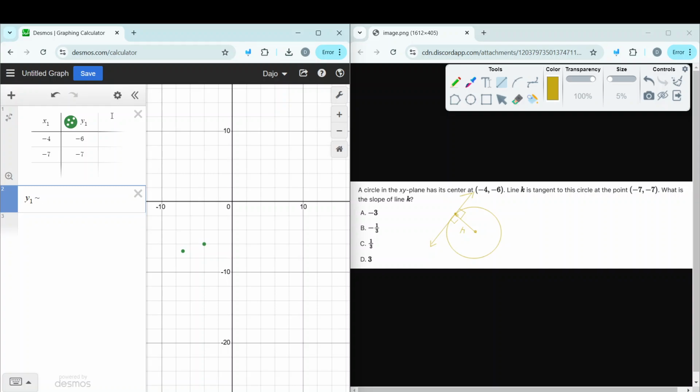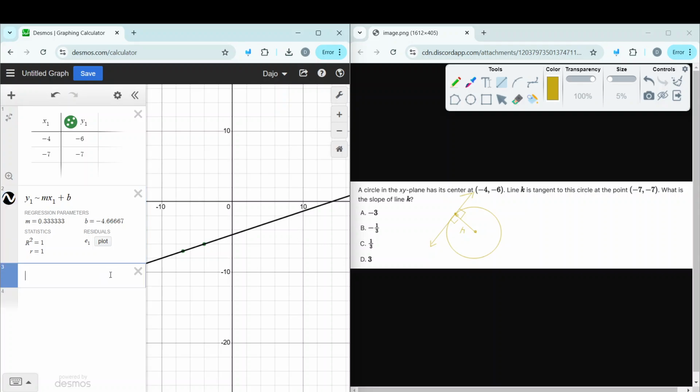And then we're going to use regression. What this is doing is using the table, where we give the table 2 points, and then we use y1 ~ mx1 + b. Instead of an equal sign, we're using something called the tilde, which is basically an equal sign in terms of regression. So it's going to find our slope and our y-intercept for us. So now we know that the slope of the radius is 0.333, or in other words, 1/3.